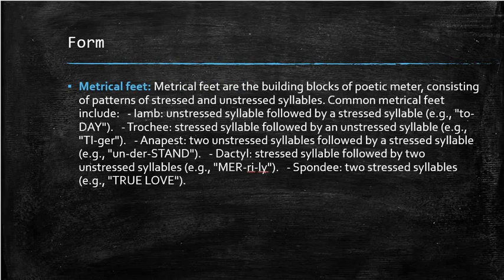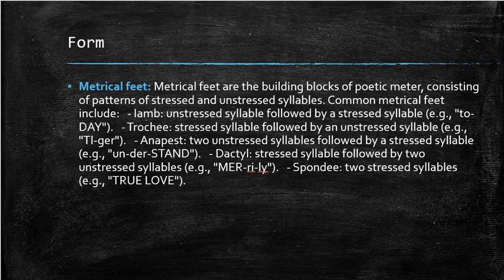Metrical feet. Metrical feet are the building blocks of poetic meter because they consist of patterns of stressed and unstressed syllables. The common metrical feet include the iamb, which is an unstressed syllable followed by a stressed syllable, for example, today, today.